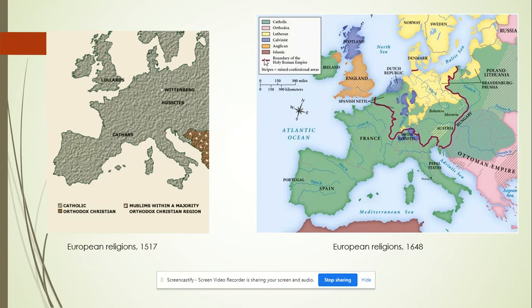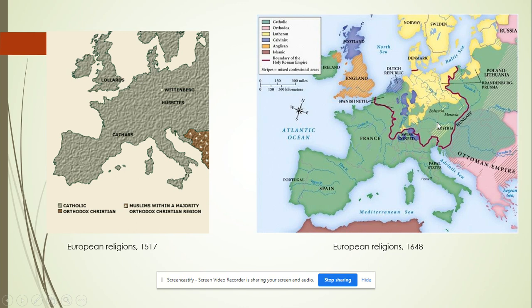I mean, 1517 is a demarcation point that historians point to when they talk about the start of the Reformation. But as we'll see with all things in history, the roots are much deeper. And so if we were to look at a map of religions in Europe in 1648, which is the time of the Peace of Westphalia and the end of the 30 Years' War, we see a much different picture. Catholicism still dominates in the green, and we can see there are predominantly Catholic countries that are still today predominantly Catholic. We're talking about France, Italy, Spain, Portugal for the most part.